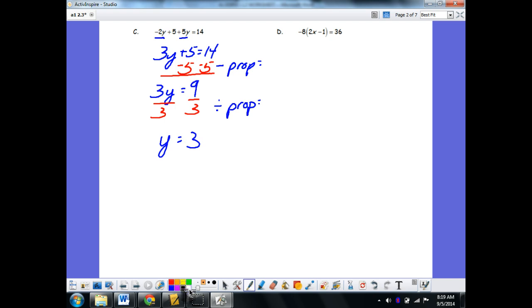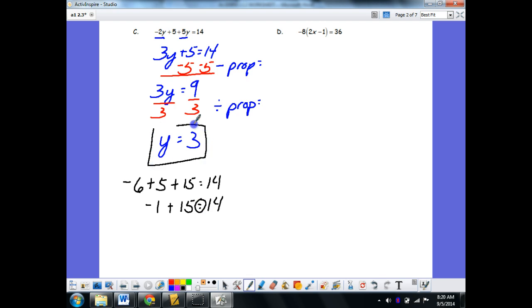Once again, with the quick check, negative 2 times 3 is negative 6, plus 5 times 3 is 15. Is that equal to 14? Negative 6 plus 5 is negative 1, plus 15. Is that equal to 14? And the answer is, of course, yes. So that is our solution.